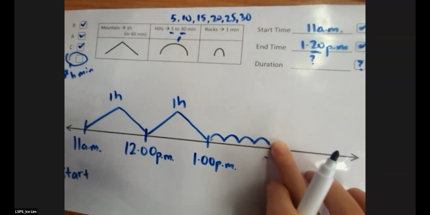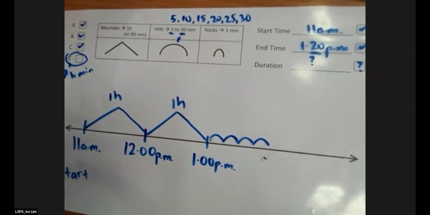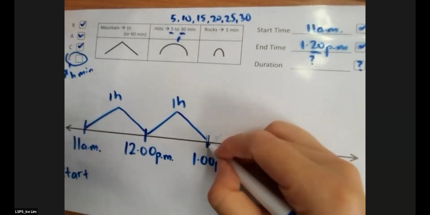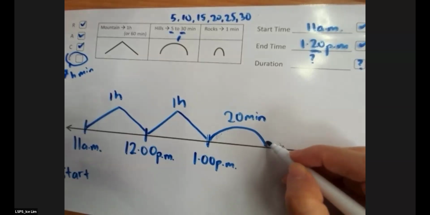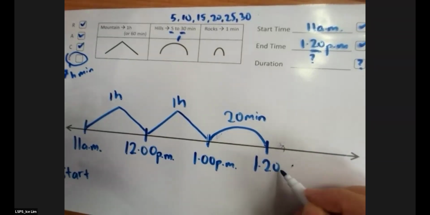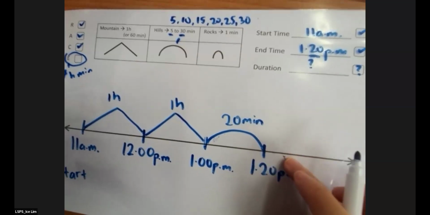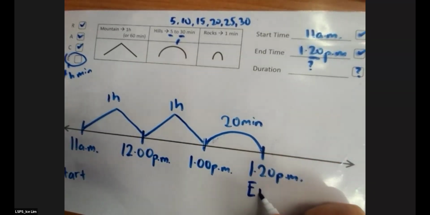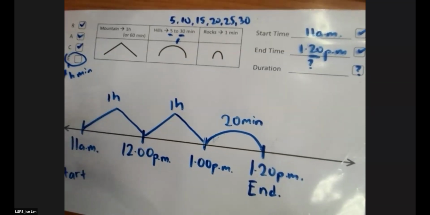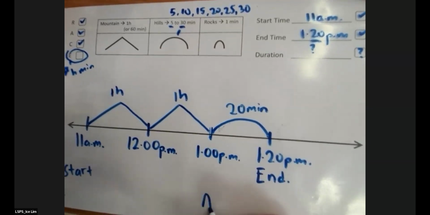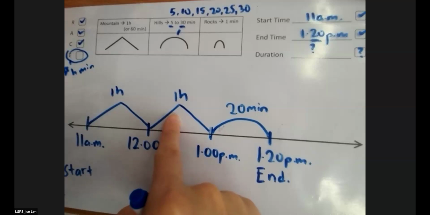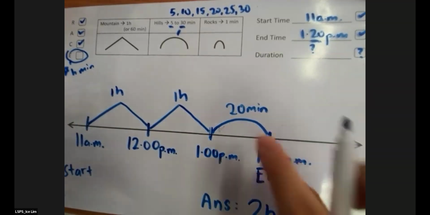Oh, it's more than that. So I can draw little hills, or you can just draw a big one. A big hill to 20 minutes. So it'll be 1:20 p.m. and that's the end. So the duration, which is the answer here, will be 2 hours and 20 minutes.